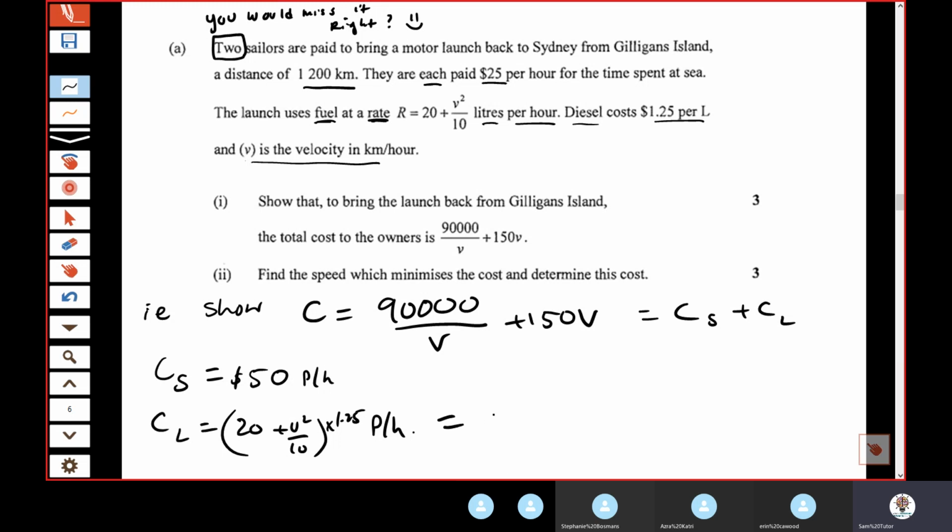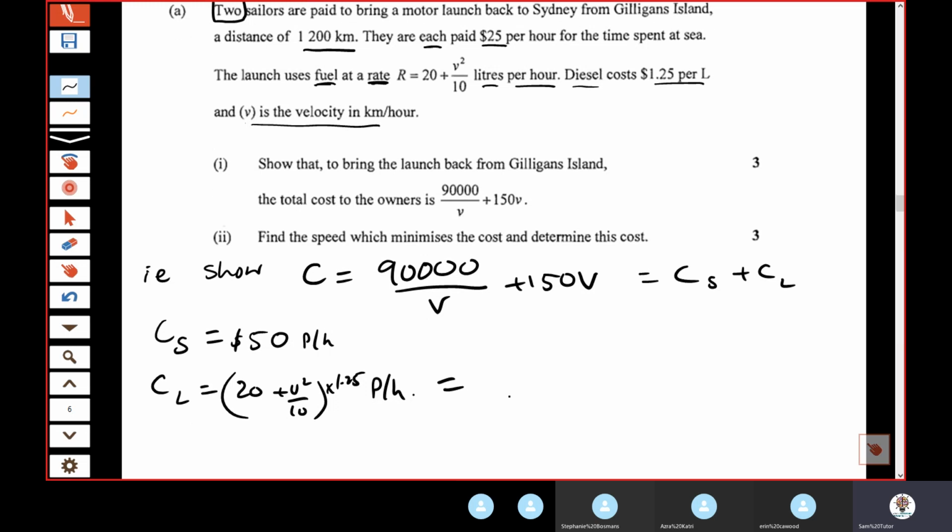Next line. What's 20 times 1.25? That should be 25. Double check it. Plus, can you do 1.25 divided by 10? Can you give me that as a fraction? 1 on 8. So V squared on 8 per hour.